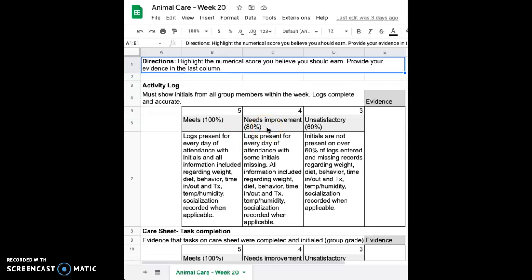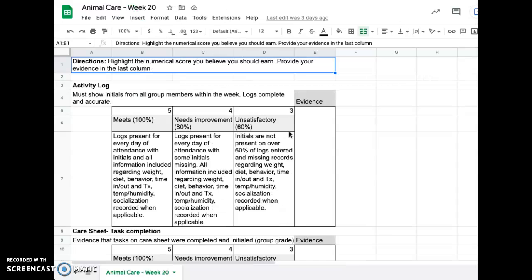Needs improvement is going to be an 80% or a 4. Logs present for every day of attendance with some initials missing, all information included regarding weight, diet, behavior, time in and out, and treatment, temp, humidity, socialization recorded when applicable. Unsatisfactory is a D, which is going to earn you a 3. Initials are not present on over 60% of logs entered and missing records regarding weight, diet, behavior, time in and out, and treatment, temp, humidity, socialization recorded when applicable.